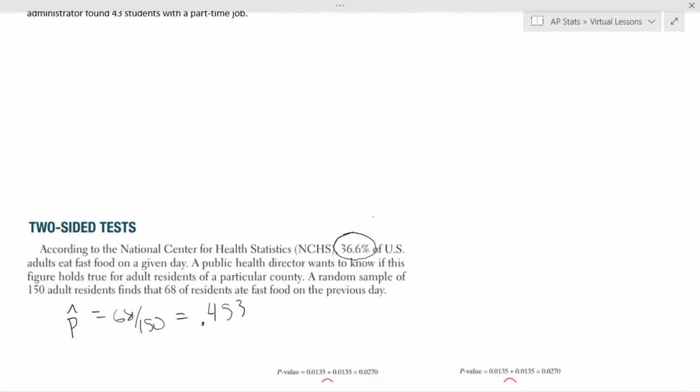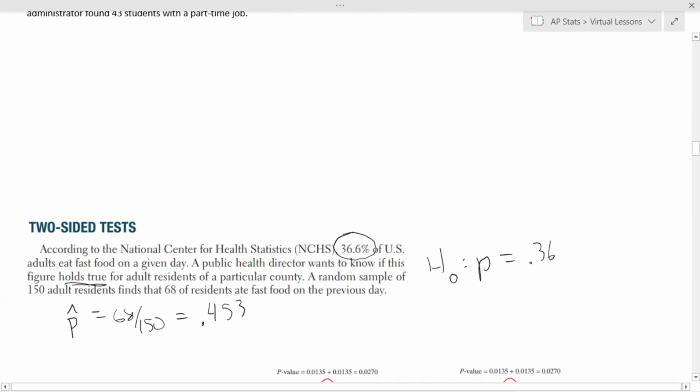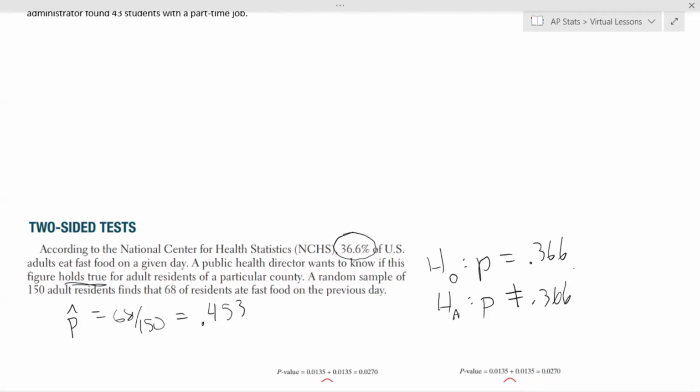He wants to know if this figure holds true. So our null would be that p equals 0.366. The alternative is that p is not equal to 0.366. And this is how you would set up a two-sided test. So we want to see how likely it is to get something this different or more different from 0.366 in samples of 150 adults by chance alone.